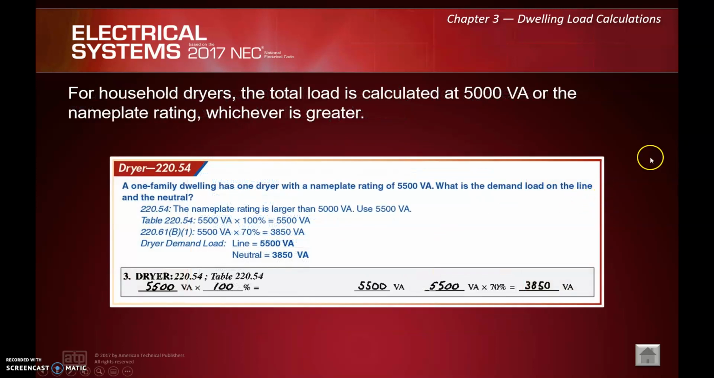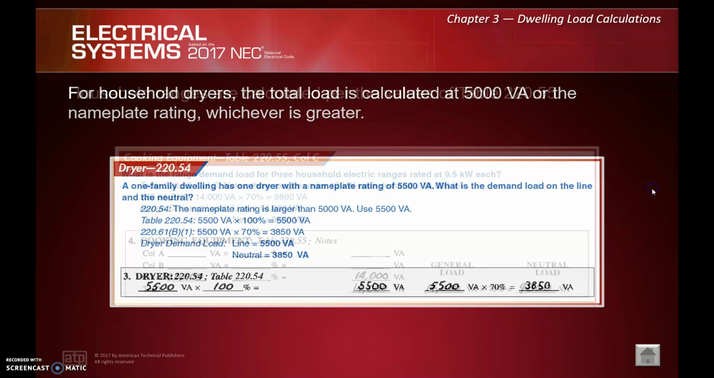Now we get into the dryer, closed dryer. If you recall, again, 220.54 is our table for that. Again, should sound familiar from last year. I don't want to spend a lot of time there.